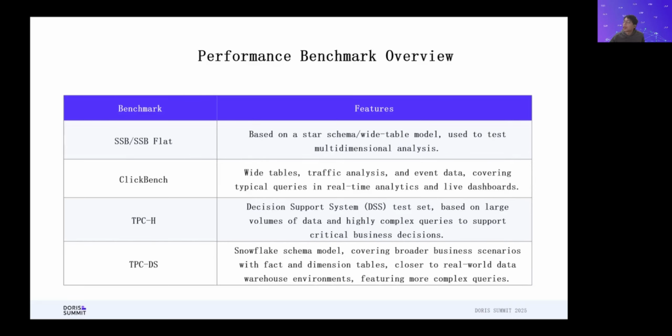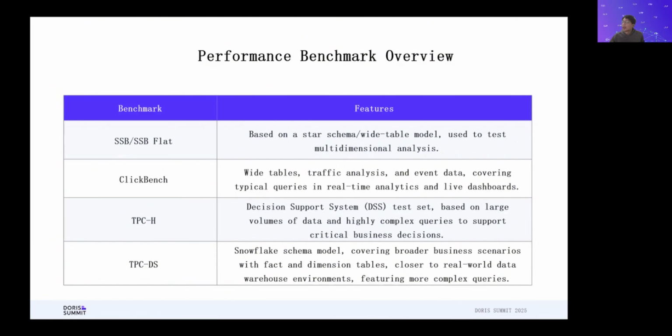Next is ClickBench. It involves wide tables. It covers typical queries that are often used in real-time analysis and live dashboards, so it can well reflect the performance of the system in real-time business scenarios. Then there's TPC-H. It builds on large volumes of data and includes highly complex queries. These queries are designed to support critical business decisions. So TPC-H is a good indicator of the system's ability to handle complex business critical tasks.